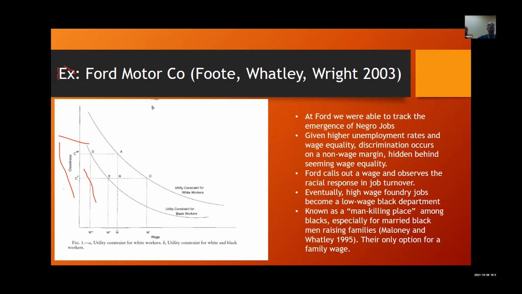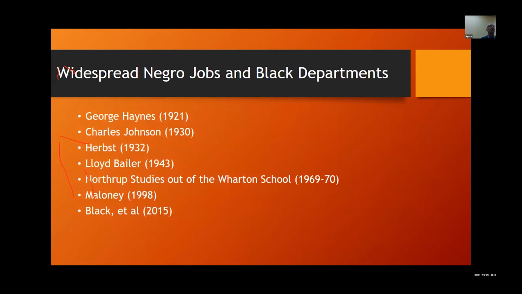There's higher unemployment in the North, greater commitment to wage equality in the North. Ford called out one wage for jobs and then looked at the response of workers to that wage and how long those workers stayed on the job. Observed that Black workers stayed in the disagreeable jobs longer than whites. Boom, concentrated in the foundry. High-wage foundry jobs eventually become low-wage Black department. And that's a general phenomenon, widespread.